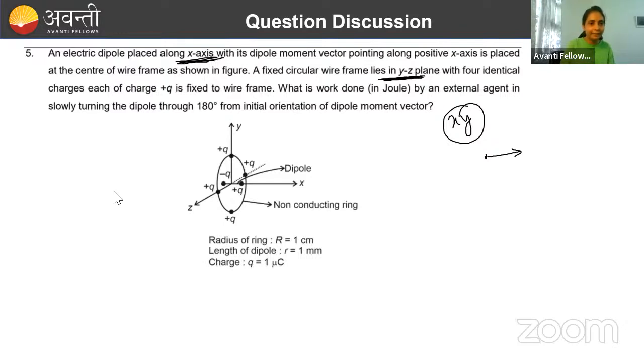4 identical charges plus Q is fixed to wire frame. Done. What is the work done by an external agent in slowly turning the dipole through 180 degree from initial orientation? Okay. Where the charges are kept. Plus Q is kept along the y-axis. Okay. This plus Q and plus Q are kept along the y-axis, and another plus Q and plus Q are kept along z-axis. All these 4 charges are on the circumference.